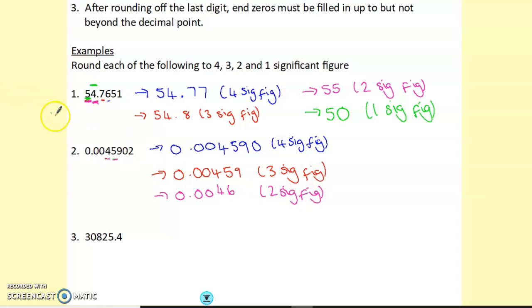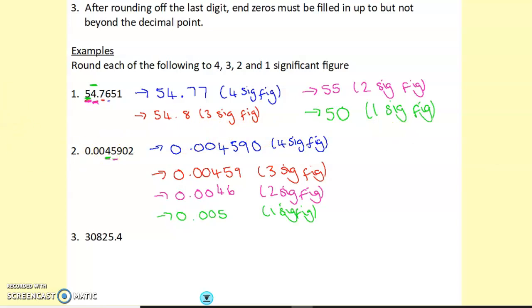And the last one, 1 significant figure. It's going to be my 4. After my 4 is a 5. It's going to go up to 0.005. That'll be to 1 significant figure.